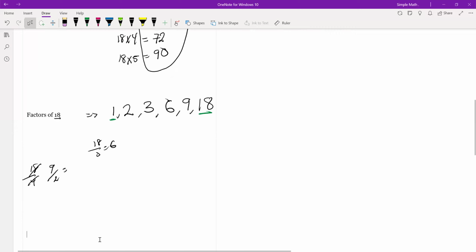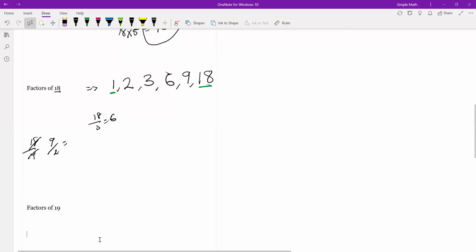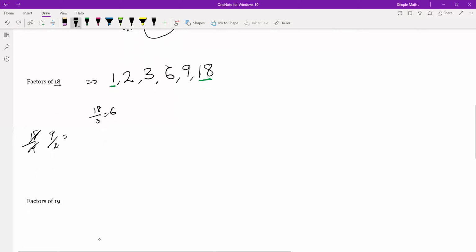Now, what if you're asked to give the factors of a prime number? So let's say, give the factors of 19. 19 is a prime number, meaning that the only factors of 19 are going to be 1 and 19. There's no other number that can divide it. 19 divided by 2 will give you a fraction. 19 divided by 3 also gives you a fraction. It won't give you a whole number. 19 divided by 4, same thing. So when you ask for the factors of a prime number, they are just 1 and the number itself, 19.